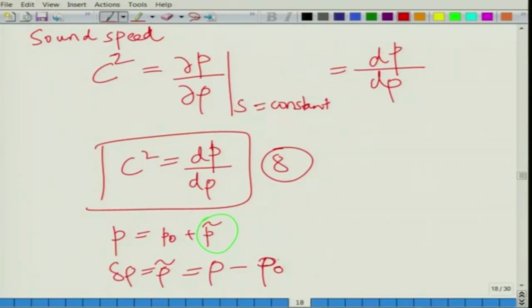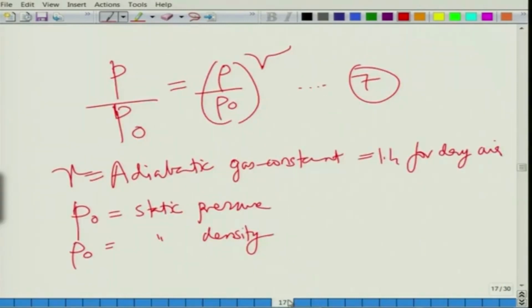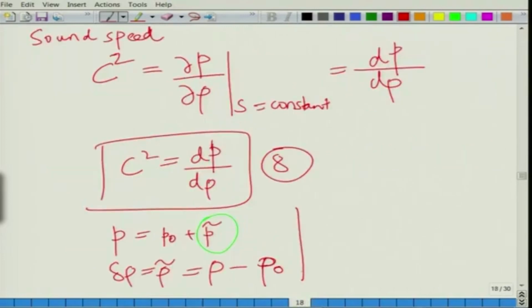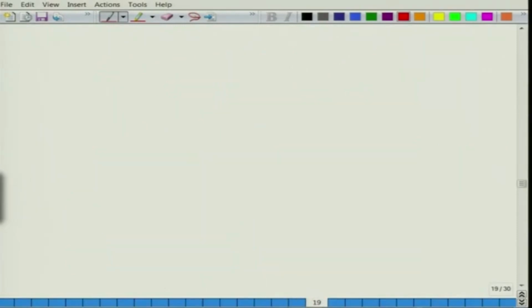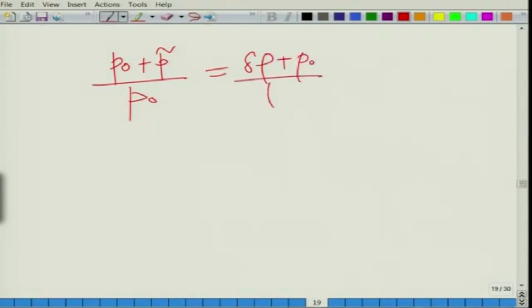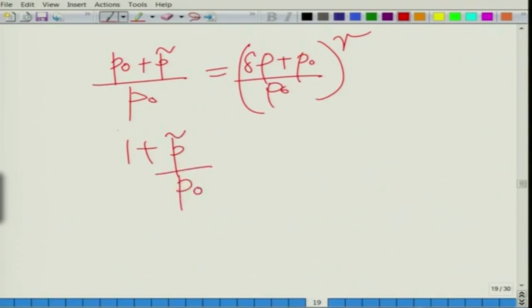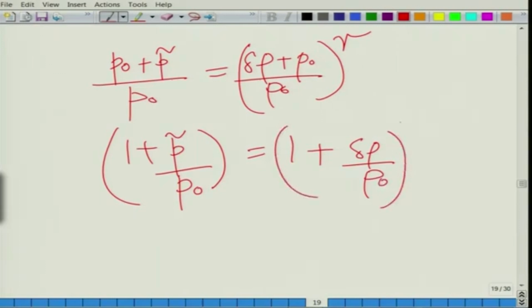So, basically if you revisit equation number 7 and substitute these relations, let us call these relation number 9, and substitute relations 9 into 7, what do we get? P naught plus P tilde, the acoustic pressure, divided by P naught is equal to rho naught plus delta rho over rho naught, to the power gamma. So, 1 plus P tilde divided by P naught is 1 plus delta rho by rho naught to the power gamma.